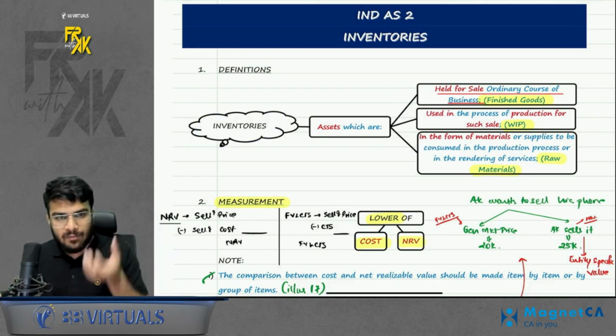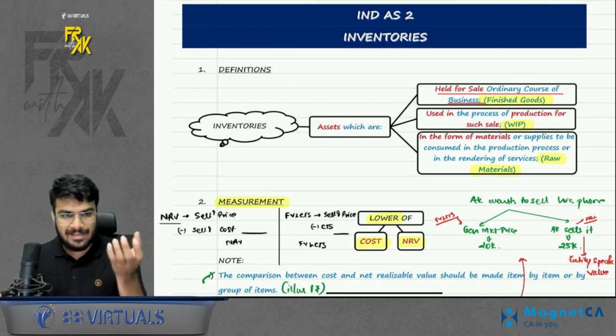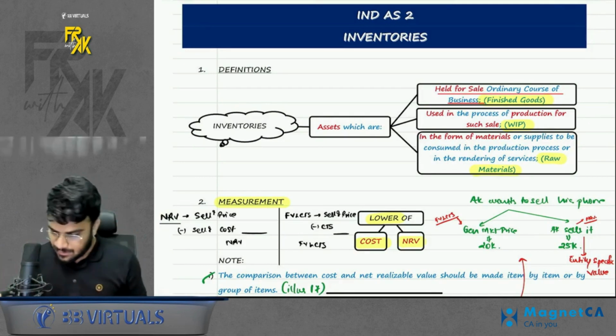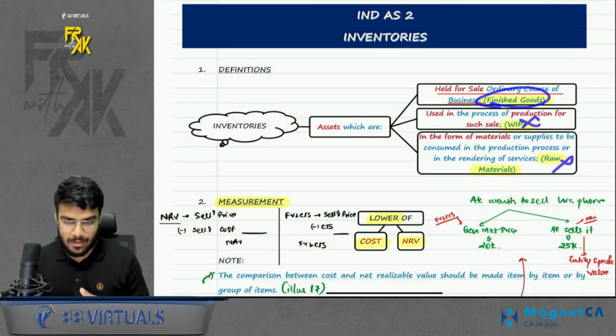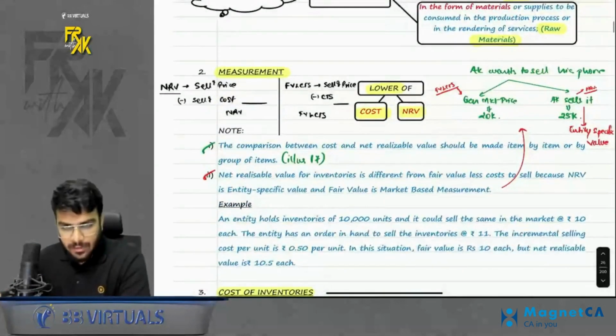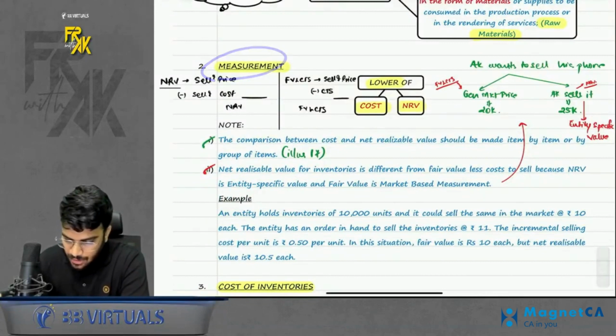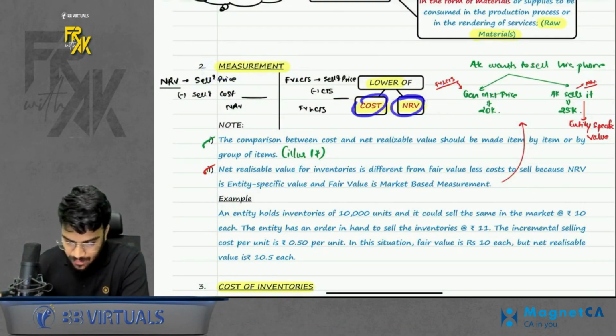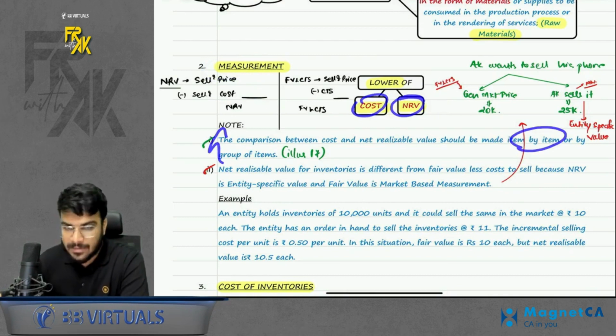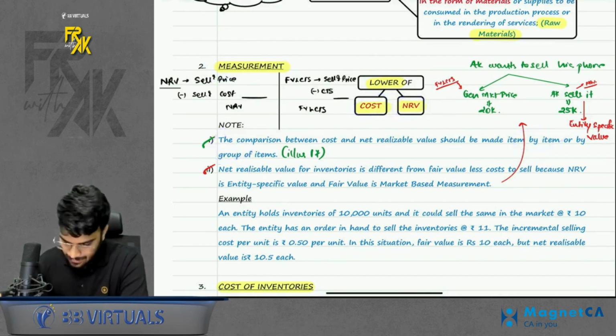You purchase at a lower value and sell at a higher value as it is. When you are into trading business, whatever you are purchasing and selling is your finished goods. You will not have any WIP or raw material. Anyways, this is your definition. Then measurement: you will measure at cost or NRV, whichever is lower. When comparing cost and NRV, you can do item by item comparison or group of items comparison, any way you like. We discussed this in Illustration number 17.